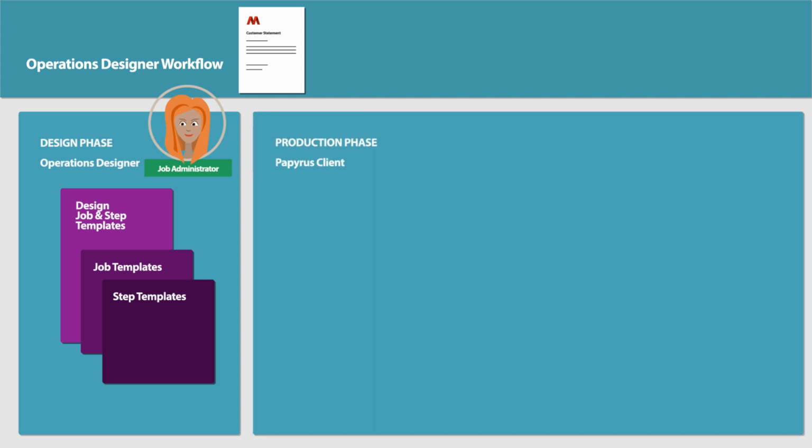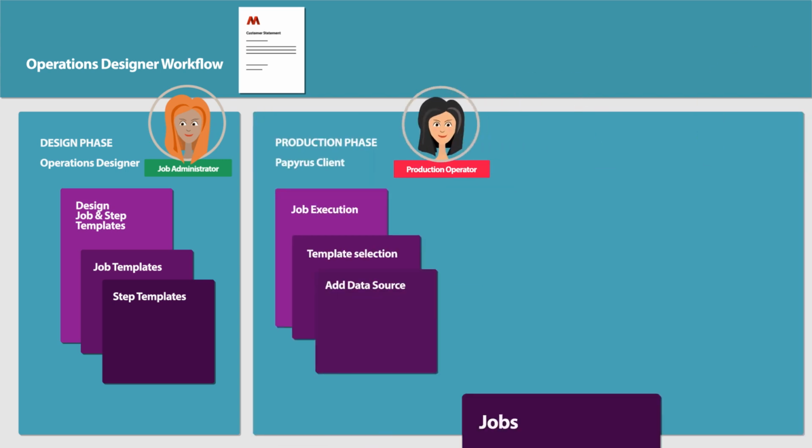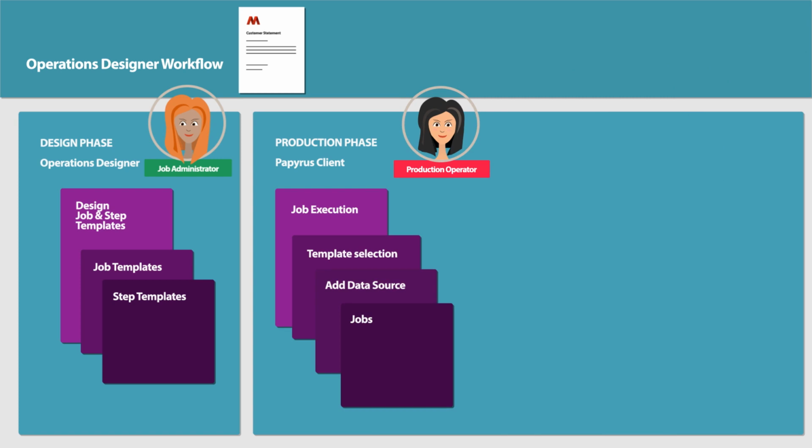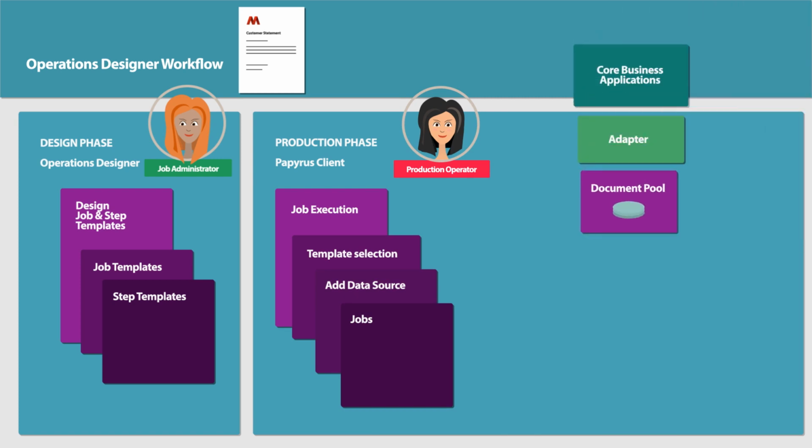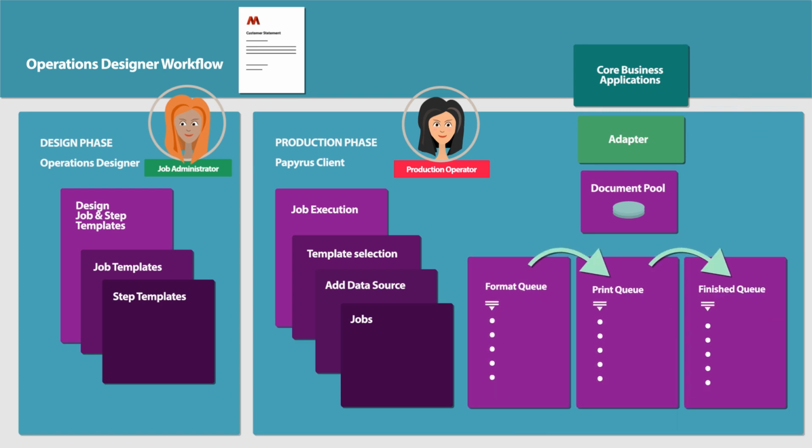In the production phase, an operator runs the job, consisting of document formatting and printing with manually uploaded data that comes from a third-party application. The job runs through different queues, each representing a step process. The overall workflow ensures that document design and production are handled flexibly, efficiently, and as fast as possible.